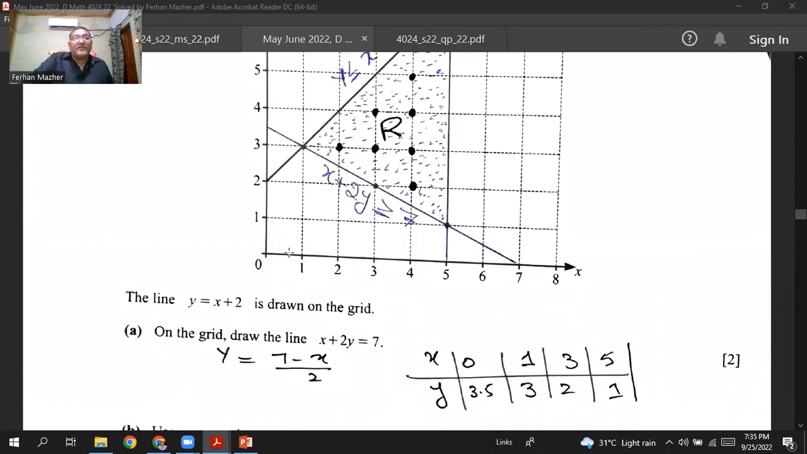At 0, it is 3.5. At 1, it is 3. At 3, it is 2. And at 5, it is 1. So just put these points here and then join them with each other. So this is that line which they asked us to draw.